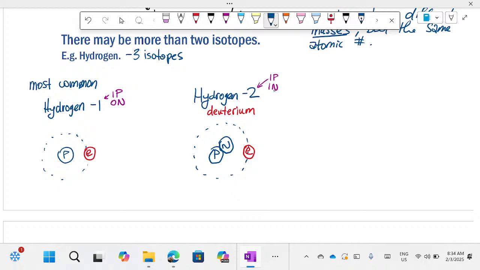And then, what if instead of 1 neutron, we gave it 2 neutrons? Now it would be hydrogen 3. This is also given a name. Does anyone know what it is? You might have heard of it.